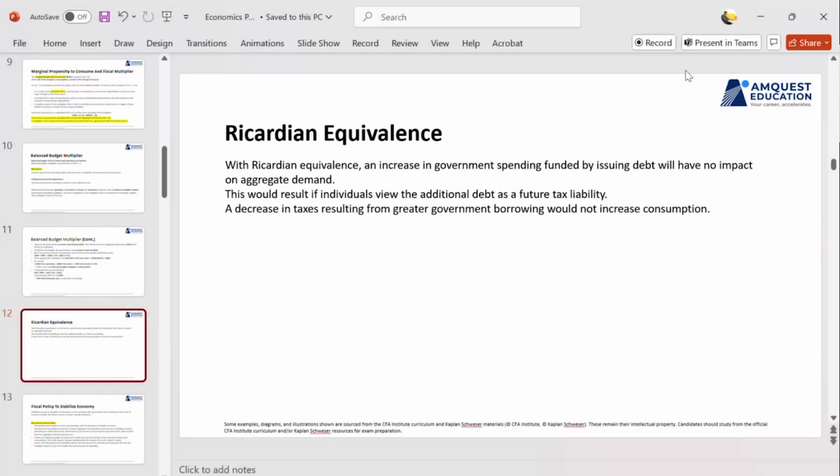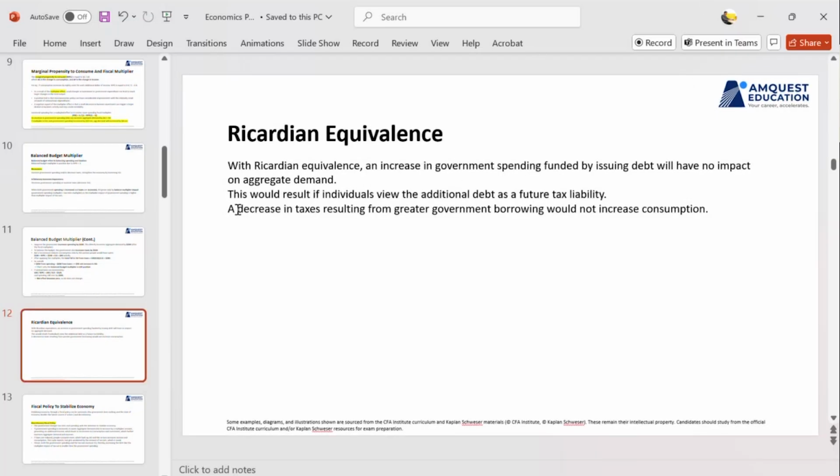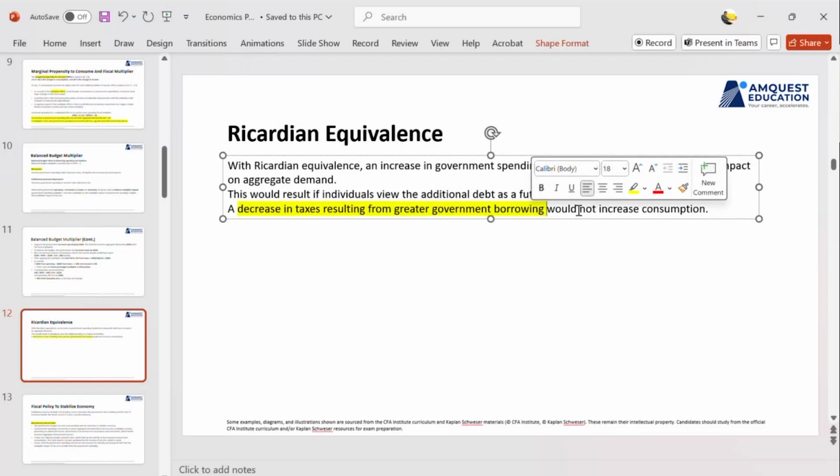Now come to the other side, a decrease in taxes resulting from greater government borrowing. So let's look at this criteria. So if there's a decrease in the government borrowing, right?